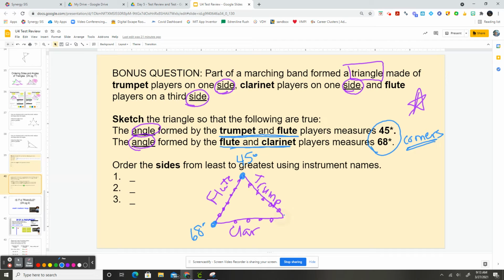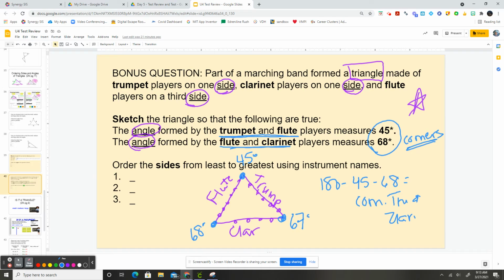So then we've got to do triangle sum to find this missing angle. 180 minus 45 minus 68 equals the corner of trumpets and clarinets. Okay, so the band members had to choreograph this, just like music videos. 180 minus 45 minus 68 is going to give me 67.